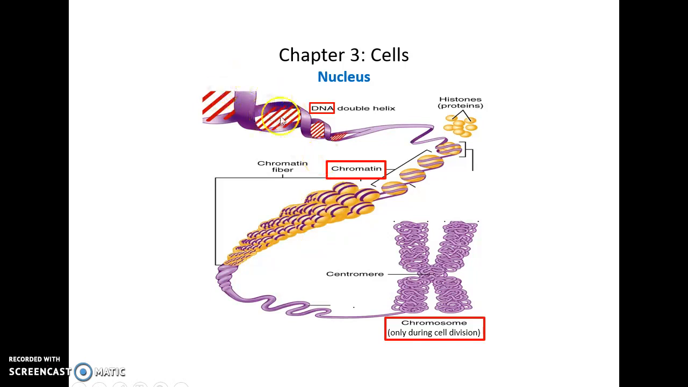So here we can see naked double helix of DNA. It gets bound up with the proteins to form the chromatin found in the nucleus. And during cell division, this chromatin can condense even further to form chromosomes. Chromosomes look kind of like an X and often have an area where they're connected called the centromere.